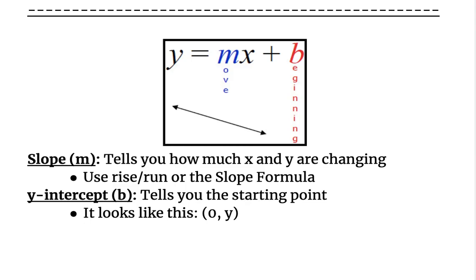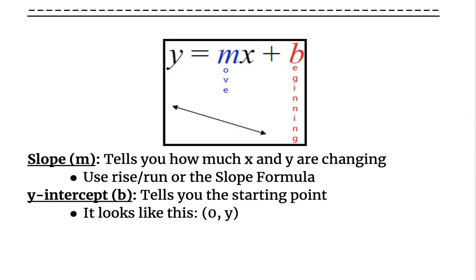Remember that the m stands for slope. The hint is move, m for move. How much is it moving by? Slope tells you how much x and y are changing or moving. And on a graph, you can use rise over run or the slope formula.